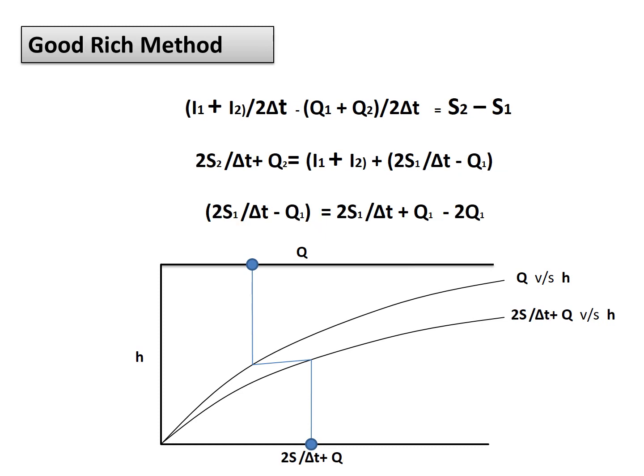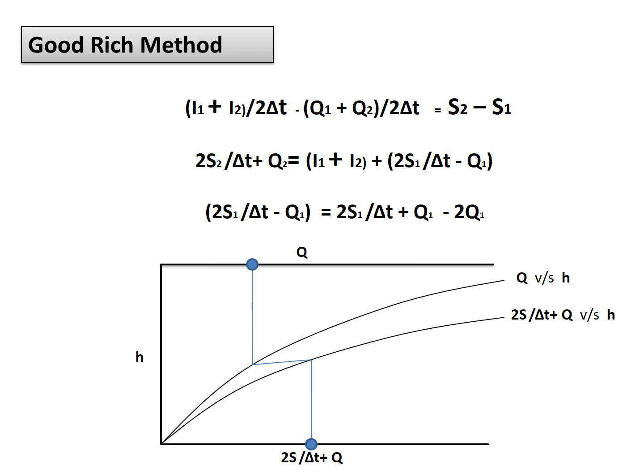The second method based on the level pool approach is the Goodrich method. This method is just the same as the modified Puls method with a few differences, because in this method the computation of the parameters is much easier as compared to the modified Puls method. So the rearrangement is the same, but here del T is transferred to the left hand side. So we construct the graph between 2S by del T plus Q versus H, and the same two graphs are constructed.